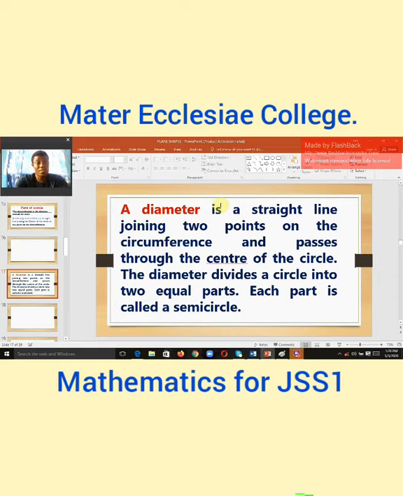So that's what a diameter is. A diameter is a line that divides the circle into 2 equal parts. One part, or each part, is called a semicircle. So half of a circle is referred to as a semicircle.